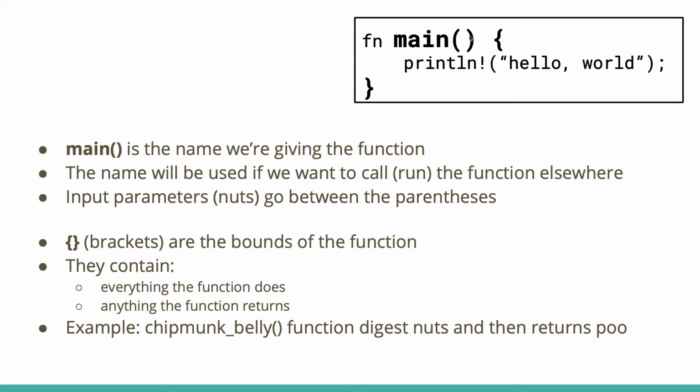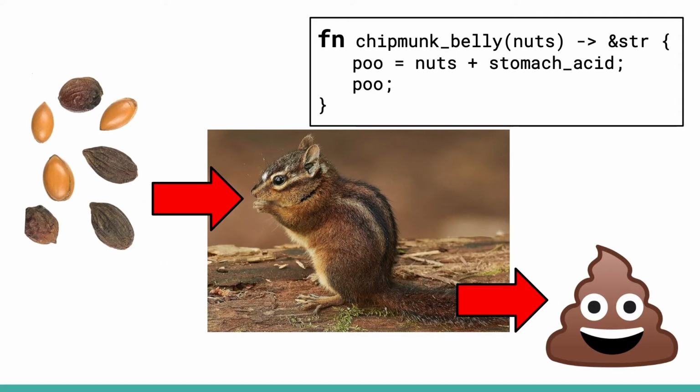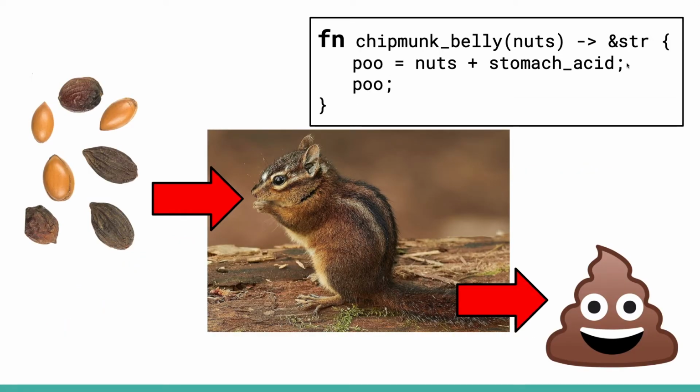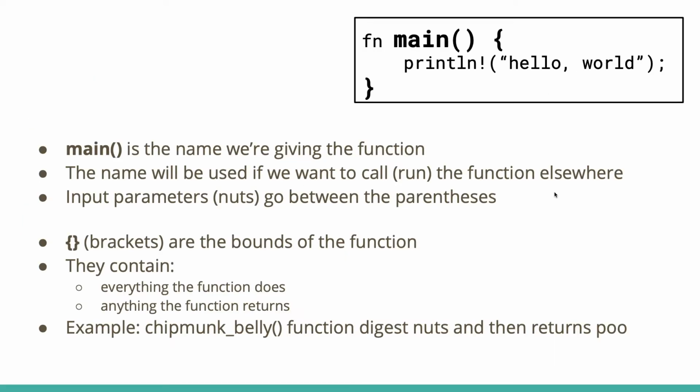Then in between these parentheses, we put the input parameters, which back in our chipmunk example was nuts, so that's where we're putting in something. After the input parameters, you have this arrow, and that's whatever's coming out of the function after it does its processing. And then anything inside the curly brackets is what's going on inside the function.